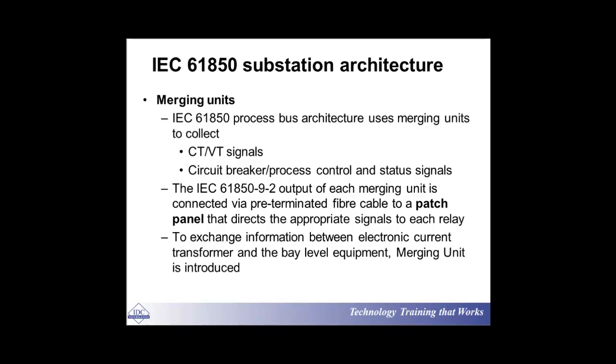To exchange information between electronic current transformer and the bay level equipment, merging unit is introduced. So they are kind of interface. They are kind of facilitators, as you can see in here, right? Just to match patches of information together by means of, let's say, predetermined fiber cables. So this is the thing that you need to have, and this is a very necessary part of the 61850.